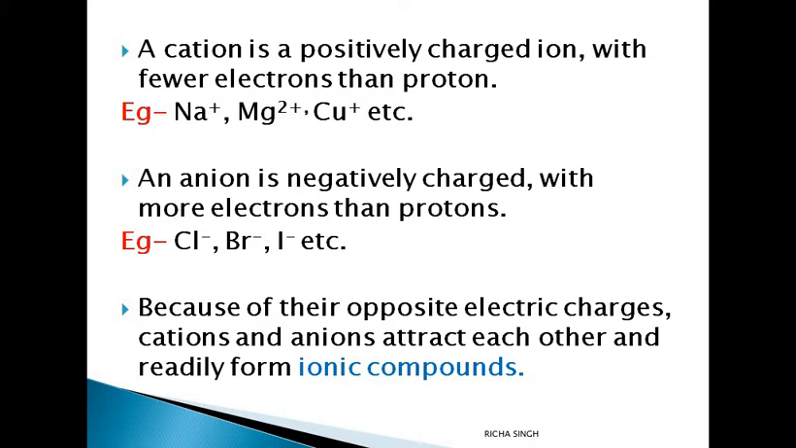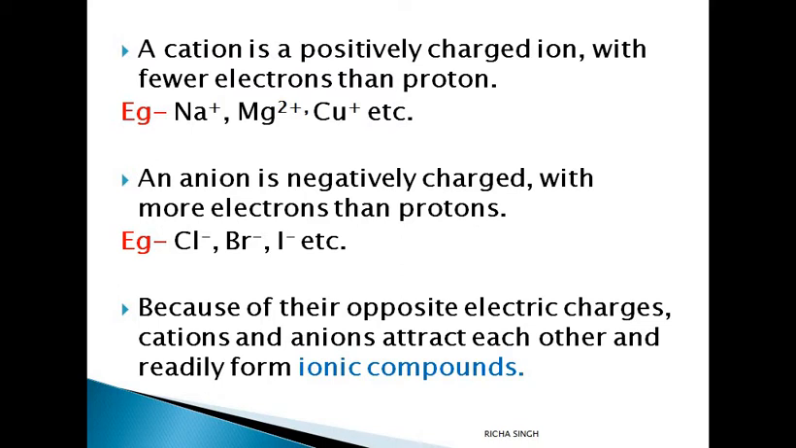One more thing to remember, that metals and hydrogen form cations, and non-metals form anions, like chlorine, bromine, iodine, etc. You can see here they are oppositely charged. So, due to being oppositely charged, they combine together due to force of attraction and form ionic compounds. For example, NaCl. It's an ionic compound because it has a positive ion as well as a negative ion.